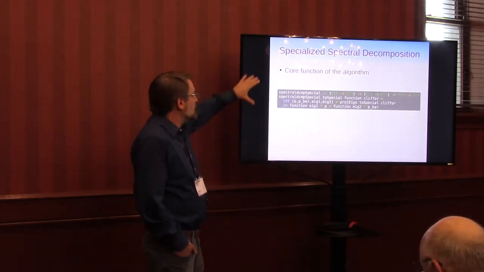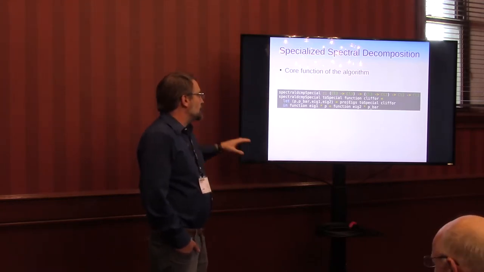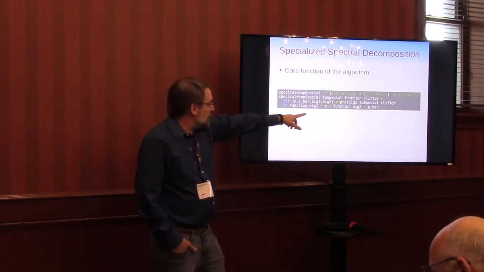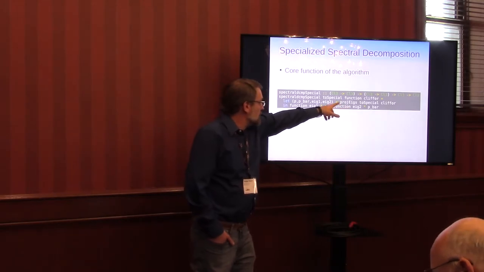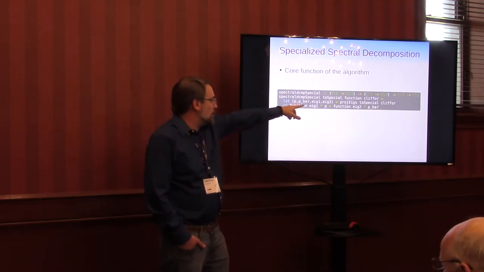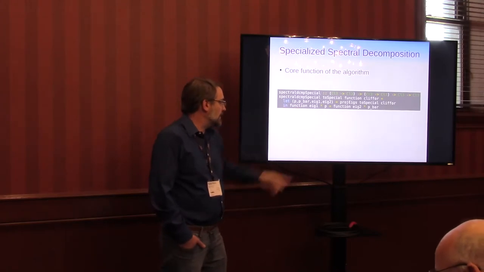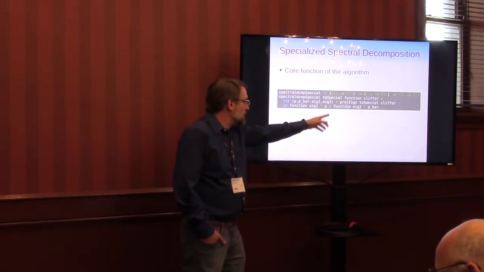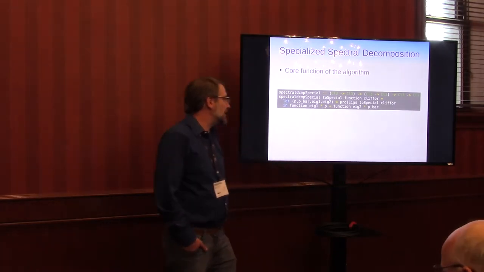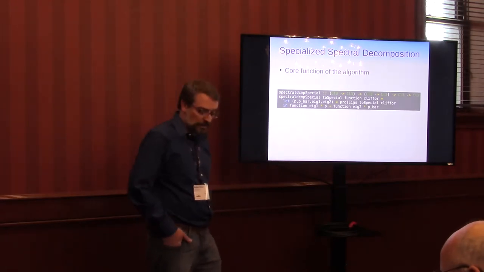And then to do this specialized spectral decomposition, we have a function that takes our specializer and then the Clifford, and gets our projector, the complement of the projector, and the two eigenvalues. Then to calculate the function, you just call the function on the first eigenvalue and multiply it by the projector, and then you calculate the function on the second eigenvalue and multiply it by the complement of the projector.